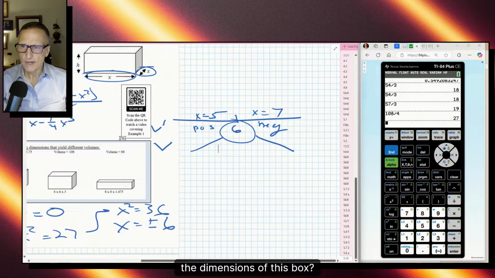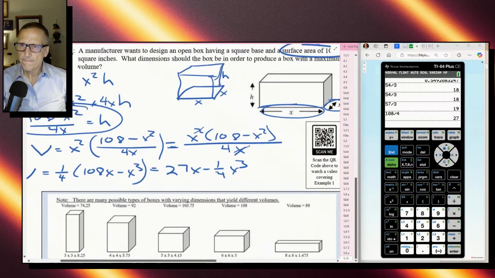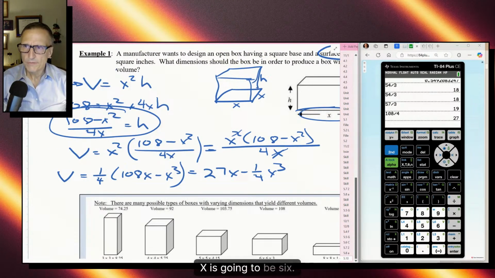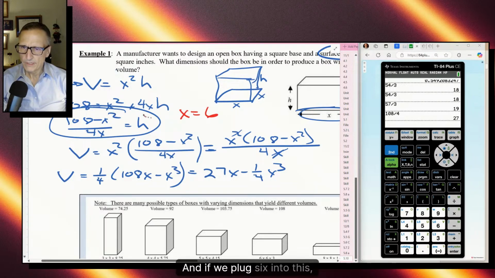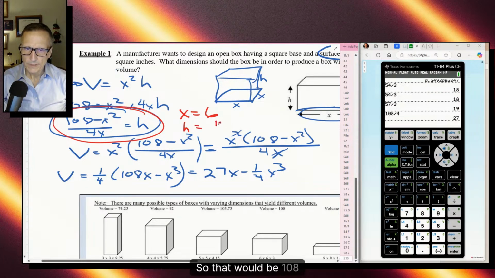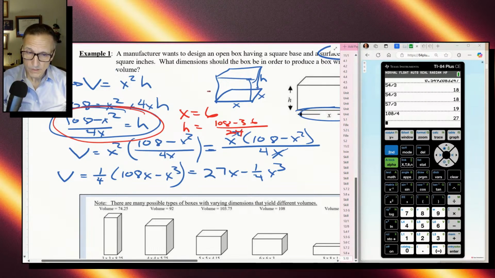The dimensions of this box, if we go back to our original equations up here, we know that x is going to be 6. And if we plug 6 into this, we can calculate what our height would have to be. So that would be 108 minus 36 over 24. So 108 minus 36 is 44, I believe. 44 over 24.